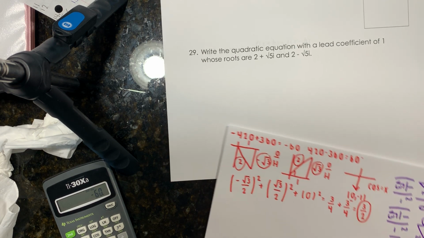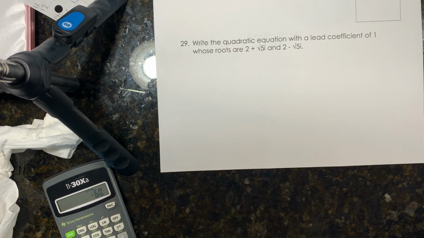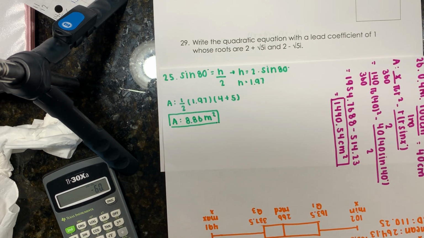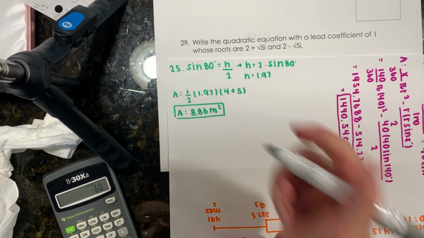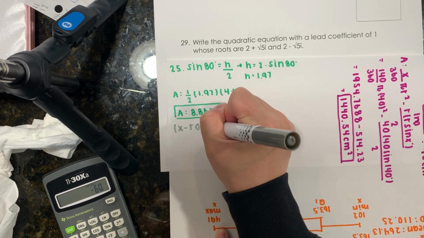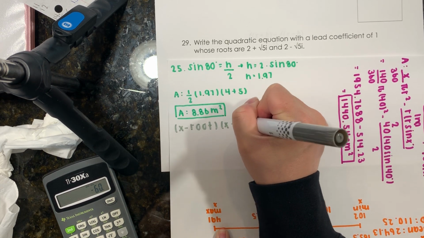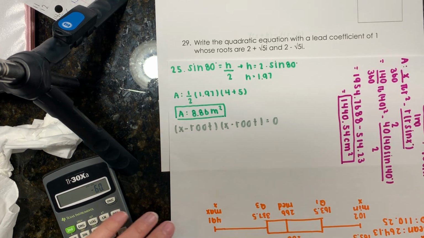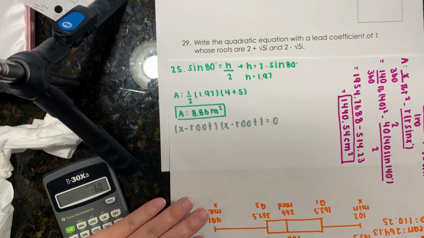Now for 29, it says write the quadratic equation with a lead coefficient of 1 whose roots are given. We're going to start with the equation x minus root times x minus root is equal to 0. So I'm going to plug in my roots, then I need to multiply this out.